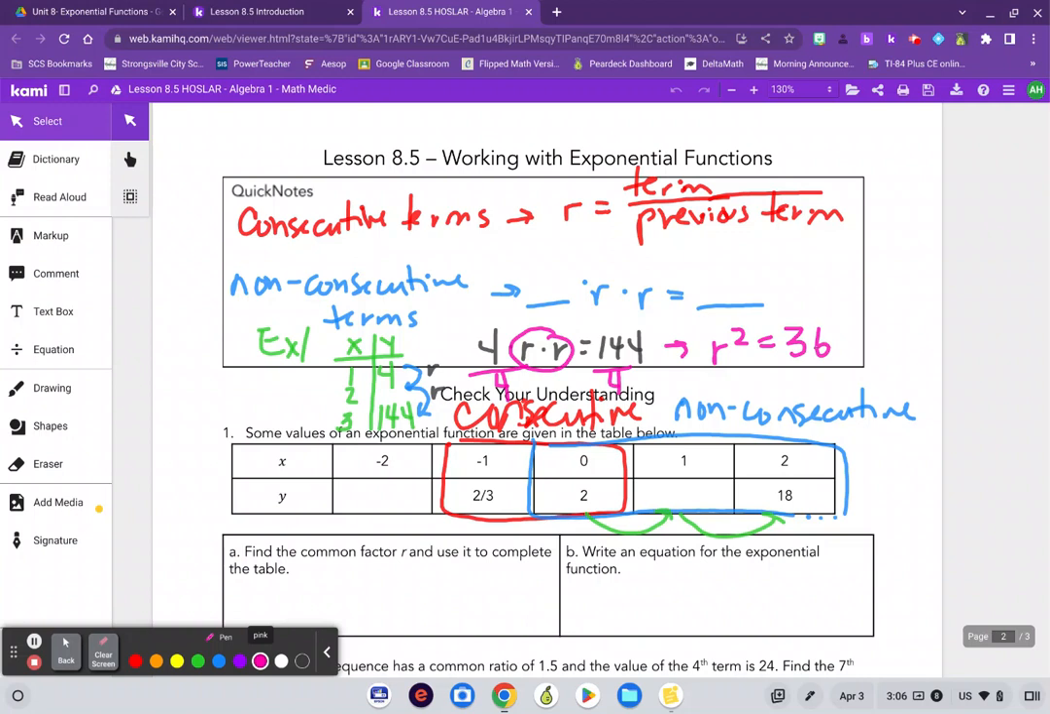In other words, I'm trying to find a number times itself that gets me 36. I could do the square root of that number, and so R is 6. And so that's one strategy we can use to find the common ratio with non-consecutive terms. So your job is to work through the check your understanding in the 8.5 practice and to ask me questions.